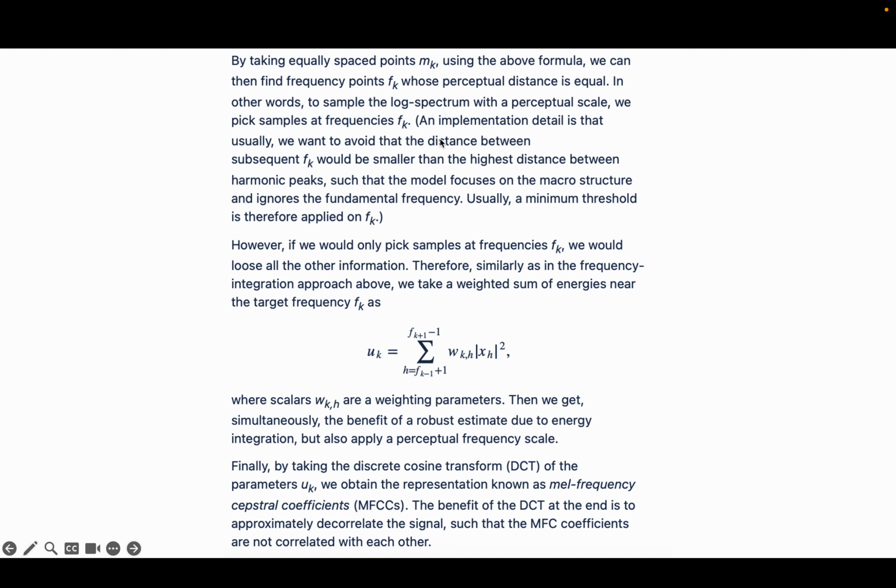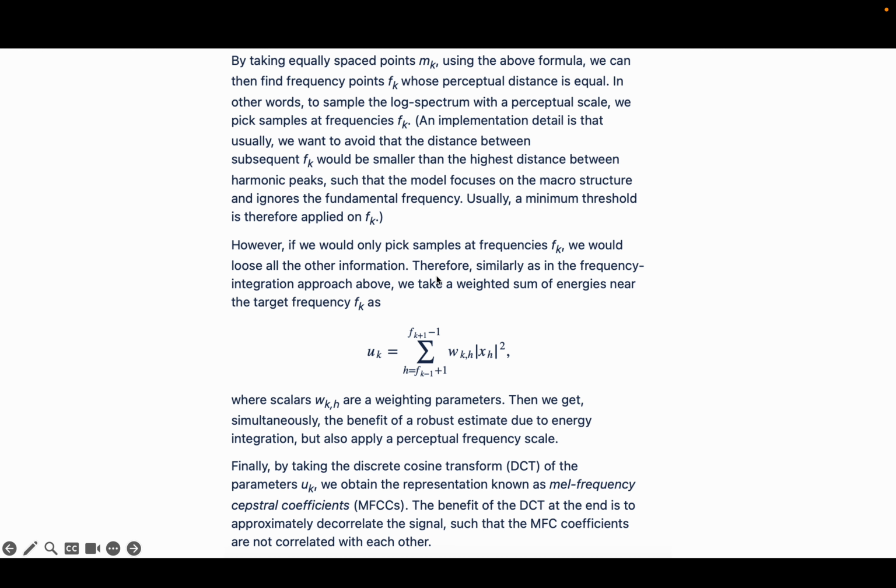You want to avoid that the distance between subsequent f sub k's gets smaller than the highest distance between harmonic peaks, so that the model focuses on the macroscopic structure and ignores the fundamental frequency. So usually you have a minimum threshold that's applied to your kth frequency sample. If you pick only samples at f sub k, you lose all the other information.